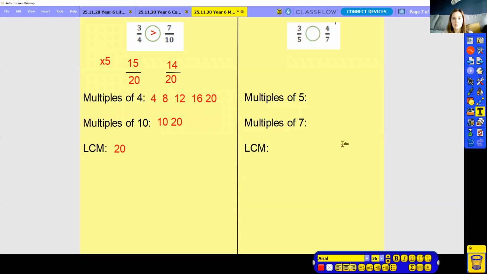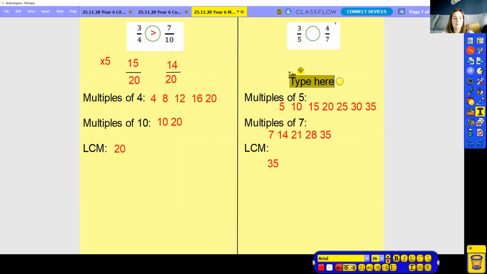Good. Right, let's look at the one on the right then. You should have all had a go at this. The multiples of 5, we've got 5, 10, 15, 20, 25, 30, 35. Went a bit big. And then multiples of 7: 7, 14, 21, 28, and then 35, and we've found a common multiple, haven't we? The common multiple of both is 35, so the lowest common multiple was 35.